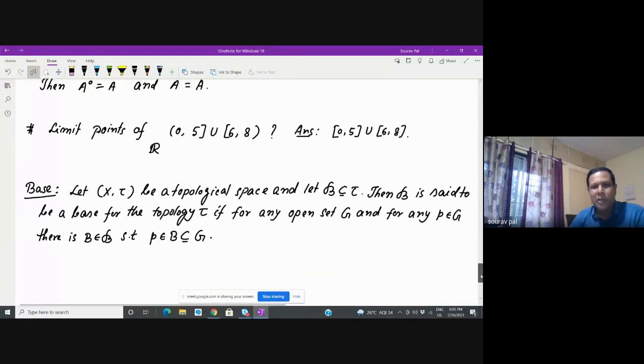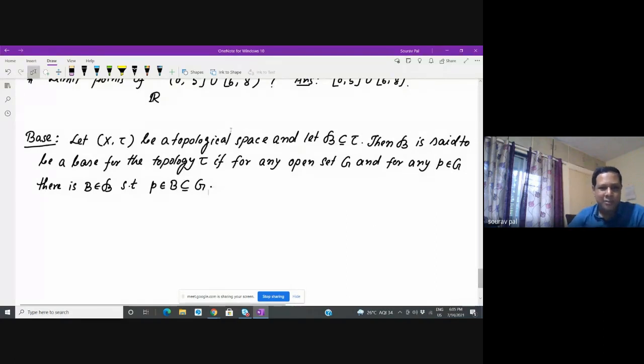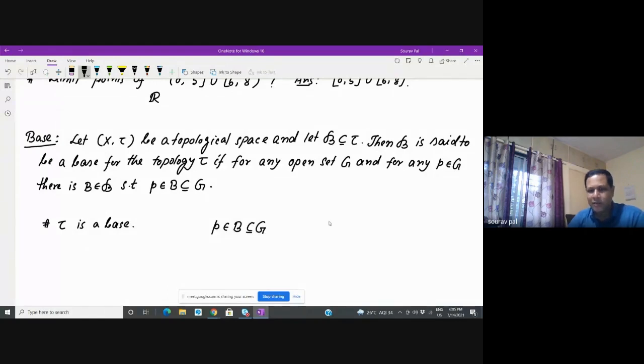So there is no beauty in that because it is the whole collection. Now the beauty lies in minimizing it. So just a note: tau is a base. This is always true. We know that. So how does it look? If you have a point P, then P belongs to B, which is a subset of G. So you have an open set G, and you have something smaller inside it so that the point P lies in between. So this is what is called a base.